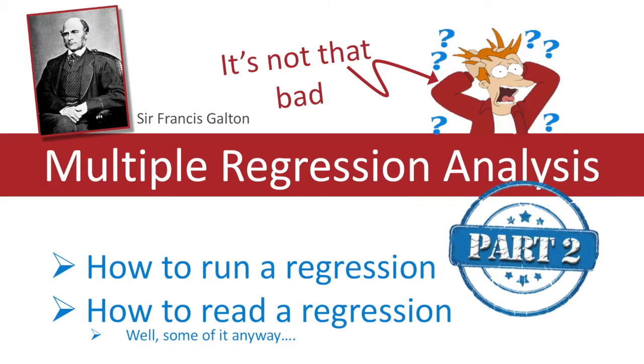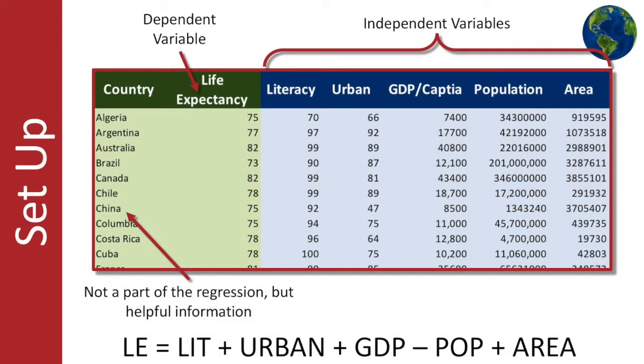In the last video, I showed you how to set up a spreadsheet with your dependent variable on the left and your independent variables on the right. We use those to set up our model equation, which acts as a placeholder for the time being. Now we can take this and use Excel to analyze the data.